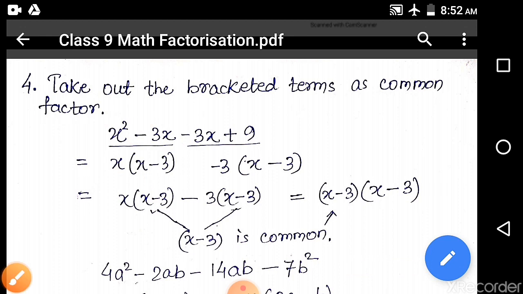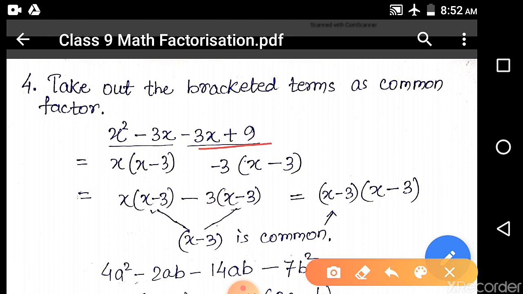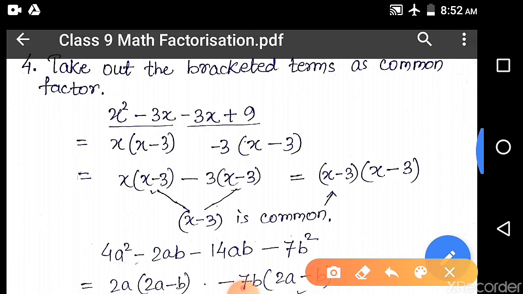Now see the second two terms. We have minus 3x plus 9. Now we are taking out minus 3 as a common factor. So minus 3 is taken out as a common factor and x remains left for this third term. Now see, when minus 3 is taken out common from this 9, the factorization of 9 is 3 into 3. So when 3 is taken out common, 3 is left. But here minus 3 is taken out common, so this plus sign now becomes a minus sign.